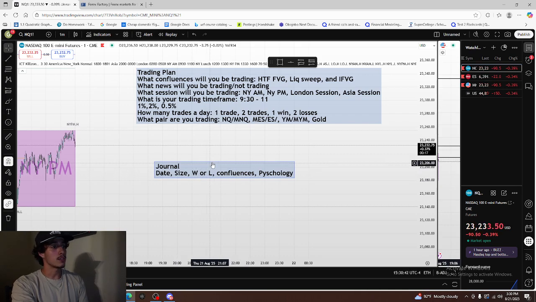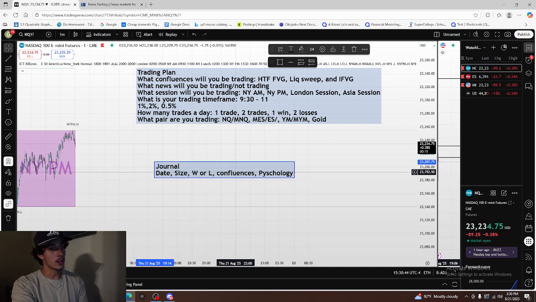Confluences, where are your confluences? If you are following your rules, your confluences and your size should not change. It should be the same thing every day. Unless you're like me, maybe the only time it'll change for me is, oh okay, we took out liquidity sweep. It was just a fair value gap and an inverse fair value gap on a lower time frame.